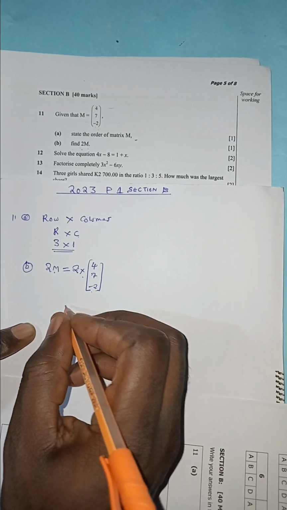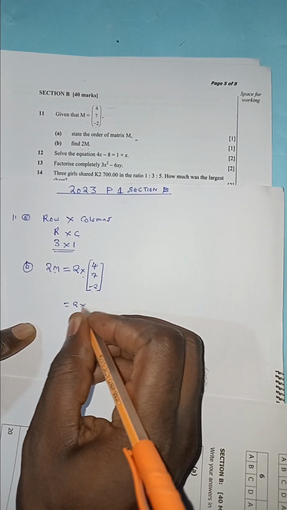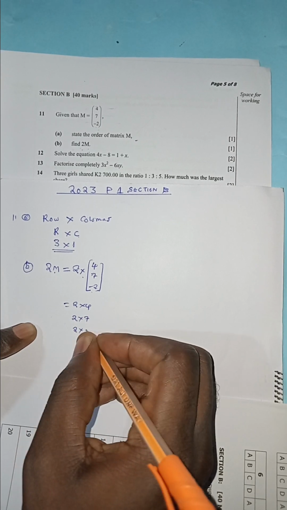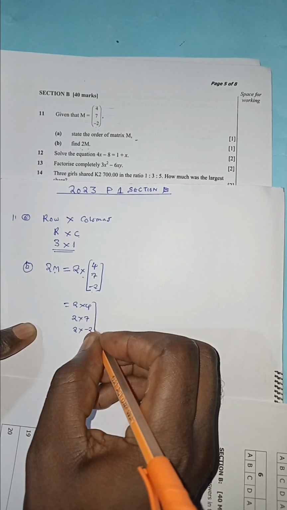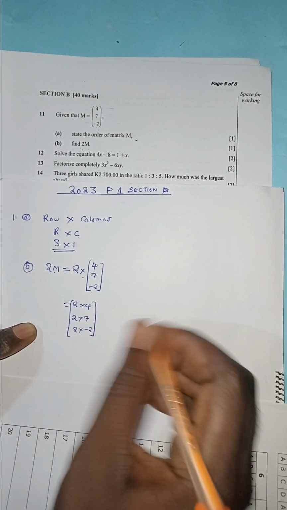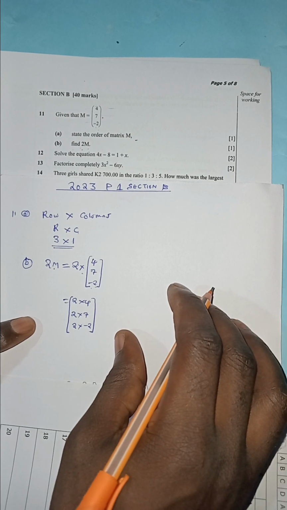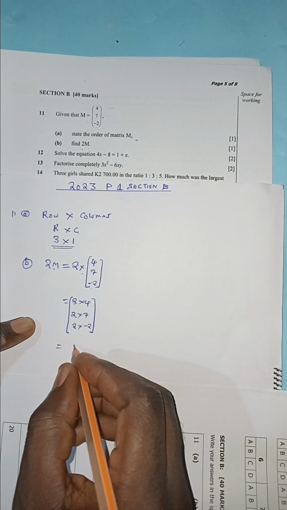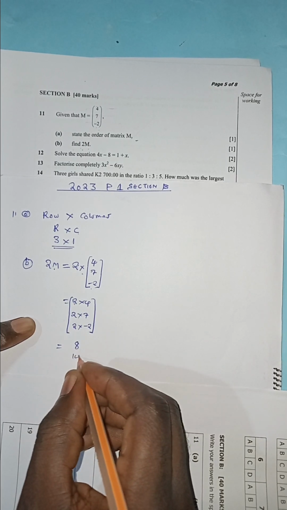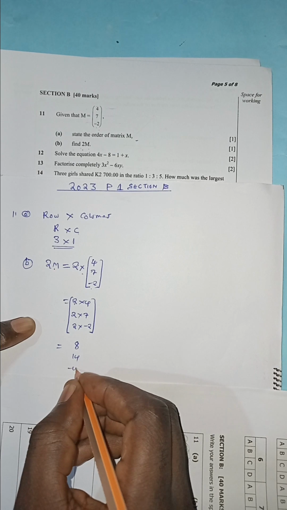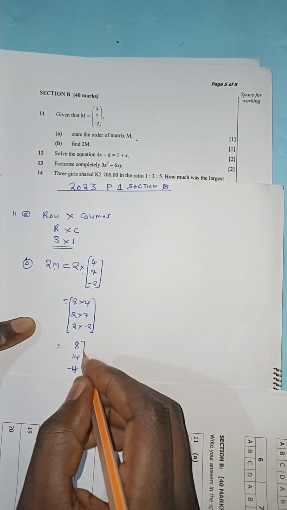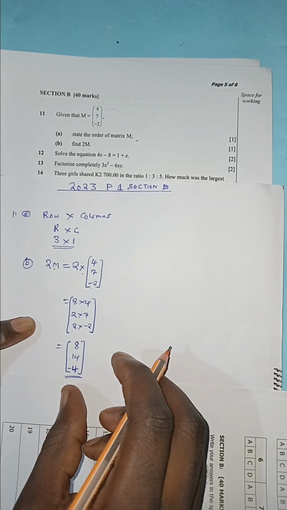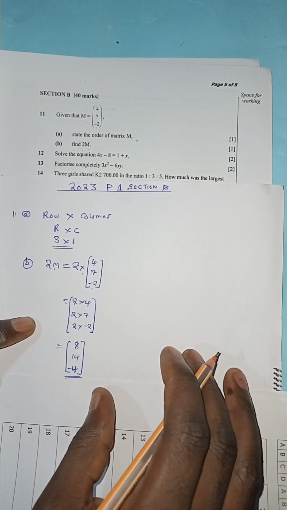So this is equal to 2 by 4. The same 2 multiplies 7. 2 multiplies -2. We must not forget this is a matrix, so we maintain the brackets. And then you can simplify. 2 by 4, we get 8. 2 by 7, we get 14. And 2 by -2, we get -4. So this is what we are going to get for 2M. This is going to be the solution for 2M. I hope we are moving together.